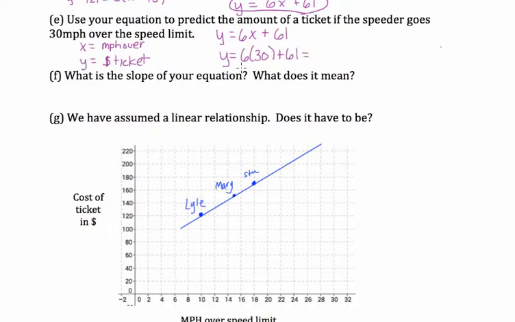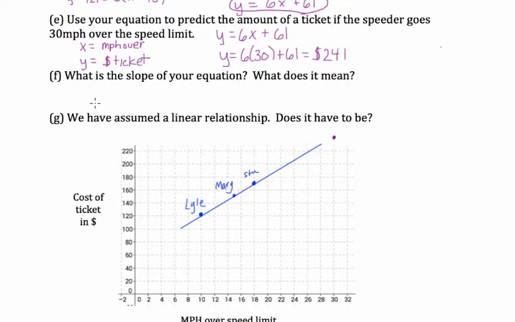So I just plug that into my calculator. 6 times 30 plus 61 is 241. So I know the cost of my ticket is $241, which should match up with our line. If we have 30 miles per hour over, we should have a ticket of about 241-ish. Right about there. You can see that our line would probably go out that far.